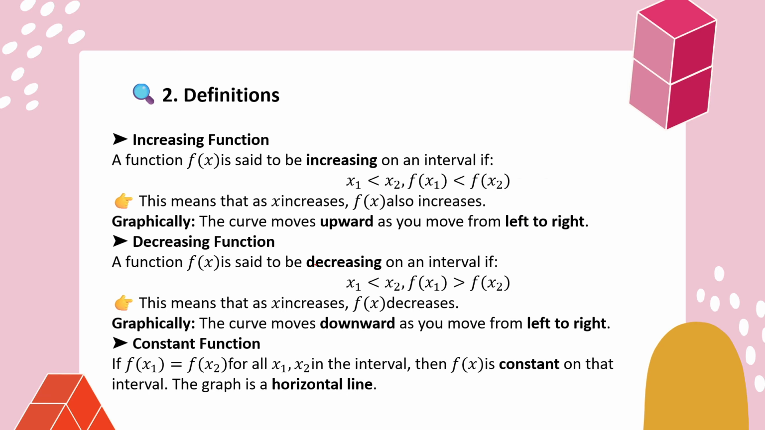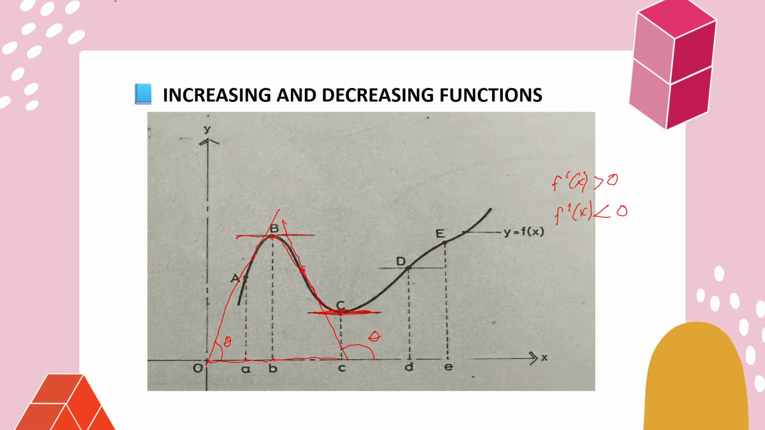And if it is a constant function, it means that the function when x is equal to x sub 1 is equal to the function when x is equal to x sub 2, for all x sub 1, x sub 2 in the interval. Then the function is constant on that interval. The graph is a horizontal line.